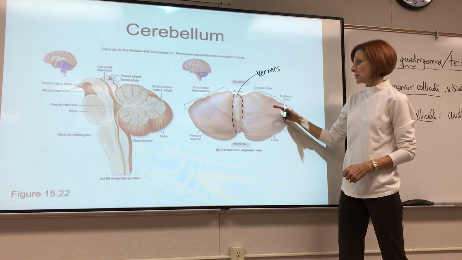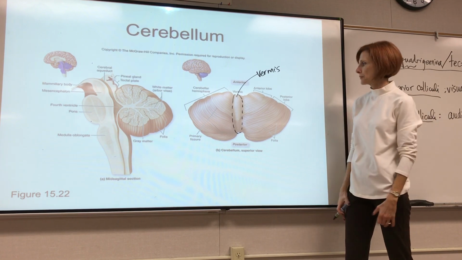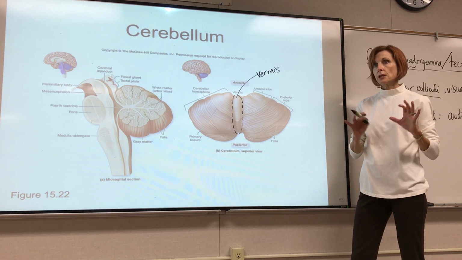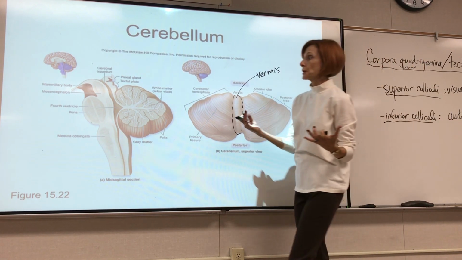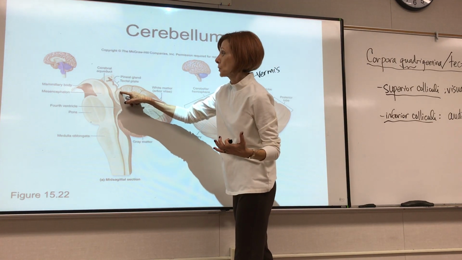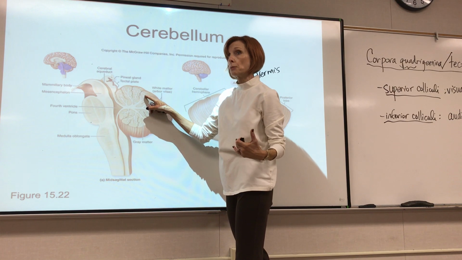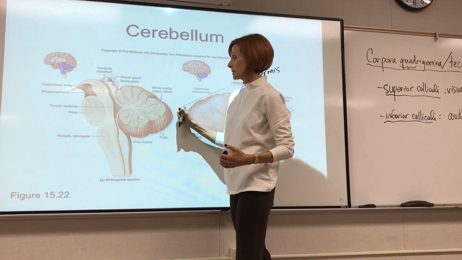Okay, and the hemispheres have lobes. You do not have to know the names of the lobes, but it is very similar in the way it's organized to the cerebrum. Also, just like the cerebrum, notice the cerebellum has its own cortex. This is where most of the neuron cell bodies in the cerebellum would be located. All this gray matter here is called the cortex.